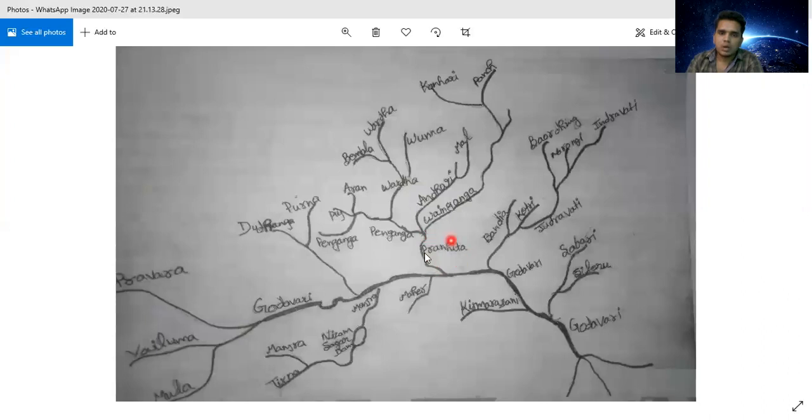At last, Pranahita is the name of all these tributaries. Okay, and above it is the northernmost, Kohari and Ponch. Then at last it is Pranahita, and it is the tributary of Ganga.